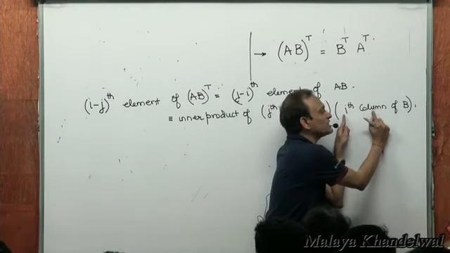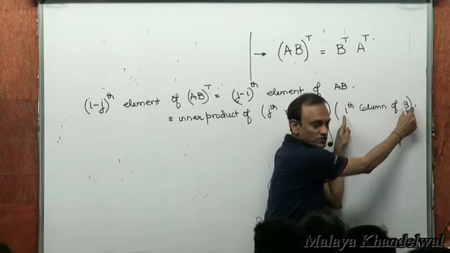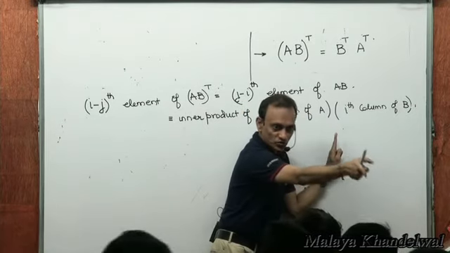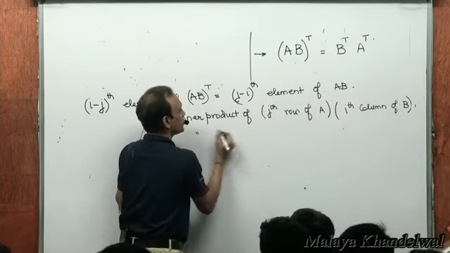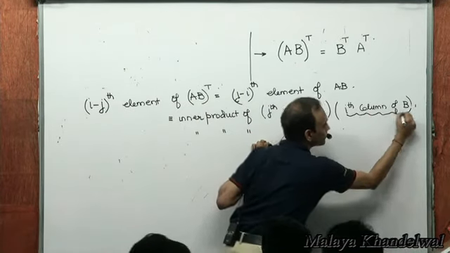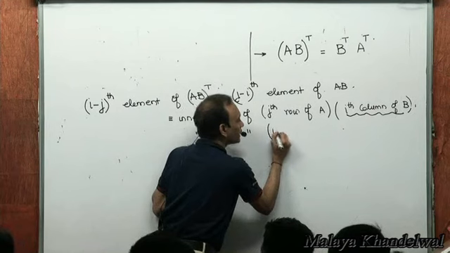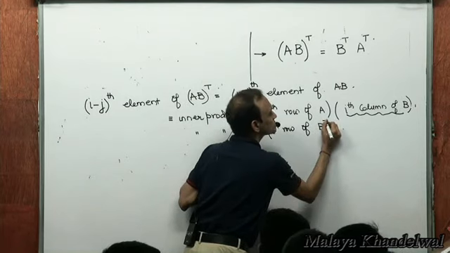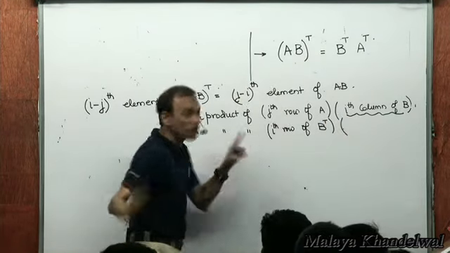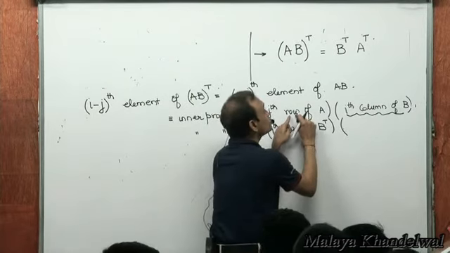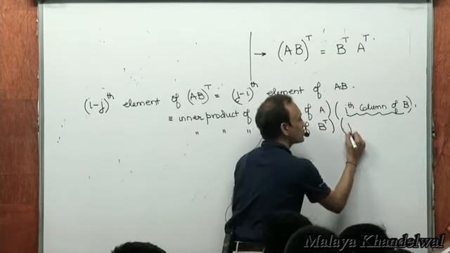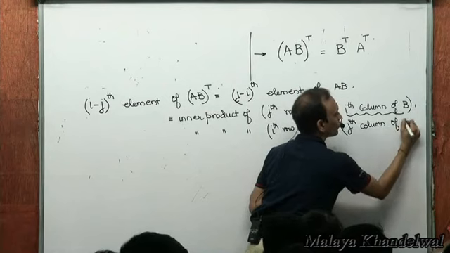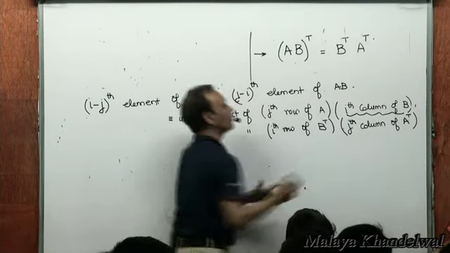So, this I can write as the inner product of the ith row of B transpose into the jth column of A transpose. Yes or no? Right? So, this is the inner product of the ith row of B transpose into, B transpose is a matrix, right, into the jth column of A transpose. Yes or no?